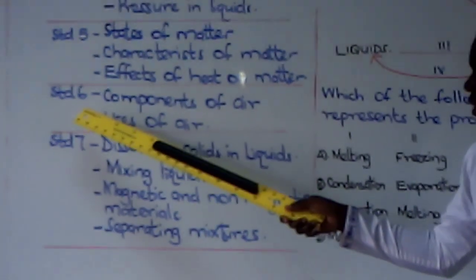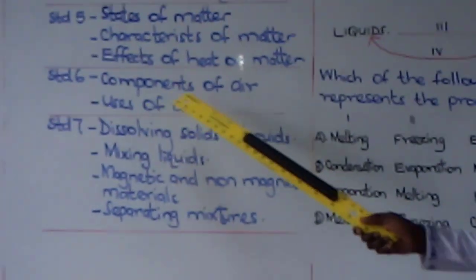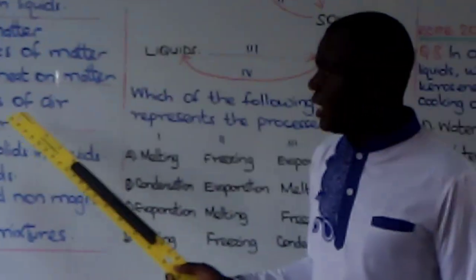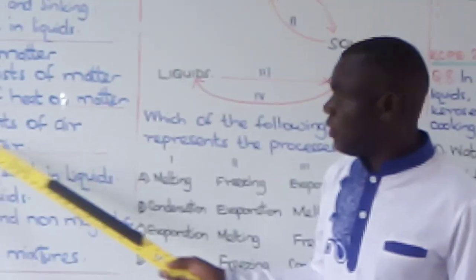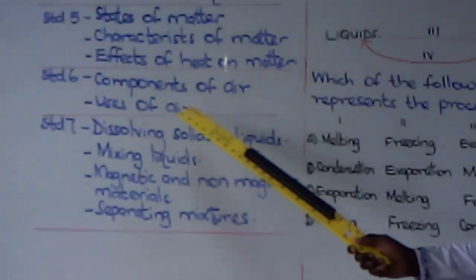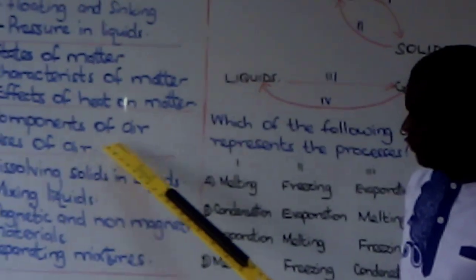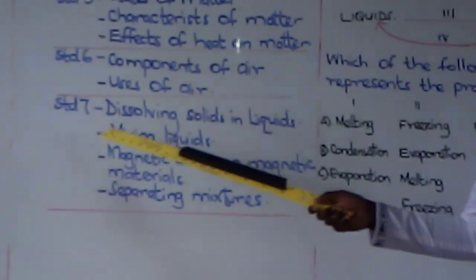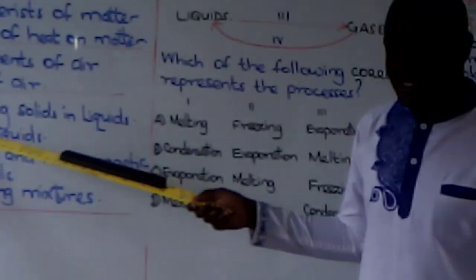Then in standard 6, boys and girls, you learned about components of air. What air is made up of, and then uses of air. Different gases are used for what? Then in standard 7, that's where properties of matter ended.